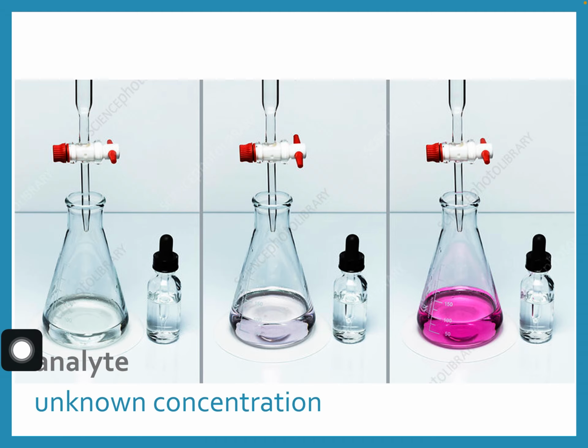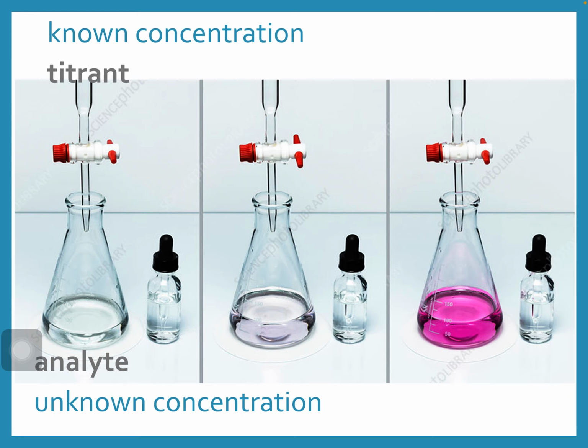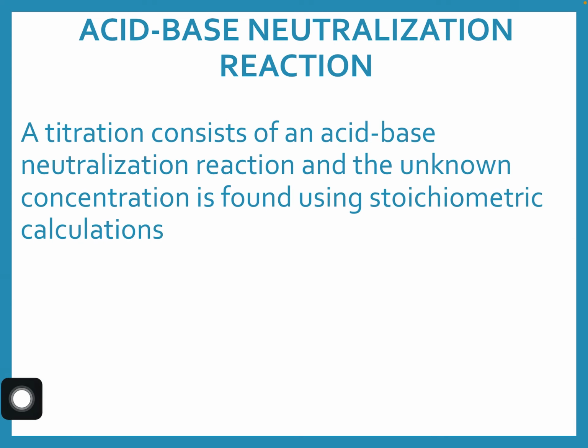That is our unknown concentration. So it could be an acid or a base. And then our titrant goes in the burette, and that is our known concentration. And through the lab, we will measure what volume of this is needed in order to get to this point with the analyte. So color-wise with the indicator in there.